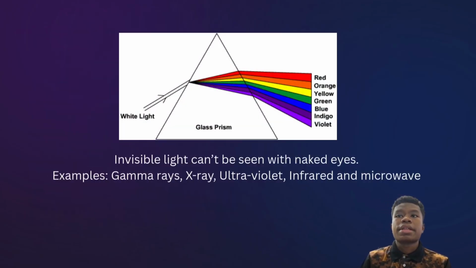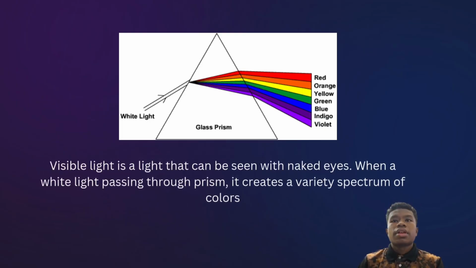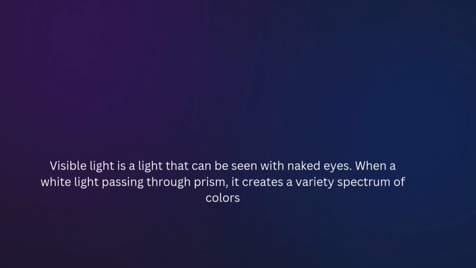Invisible light cannot be seen with naked eyes. Examples are gamma rays, X-ray, ultraviolet, infrared, and microwave. Visible light is light that can be seen with naked eyes. When white light passes through a prism, as you can see in the picture, it creates a spectrum of light, like red, orange, yellow, green, blue, indigo, and violet.